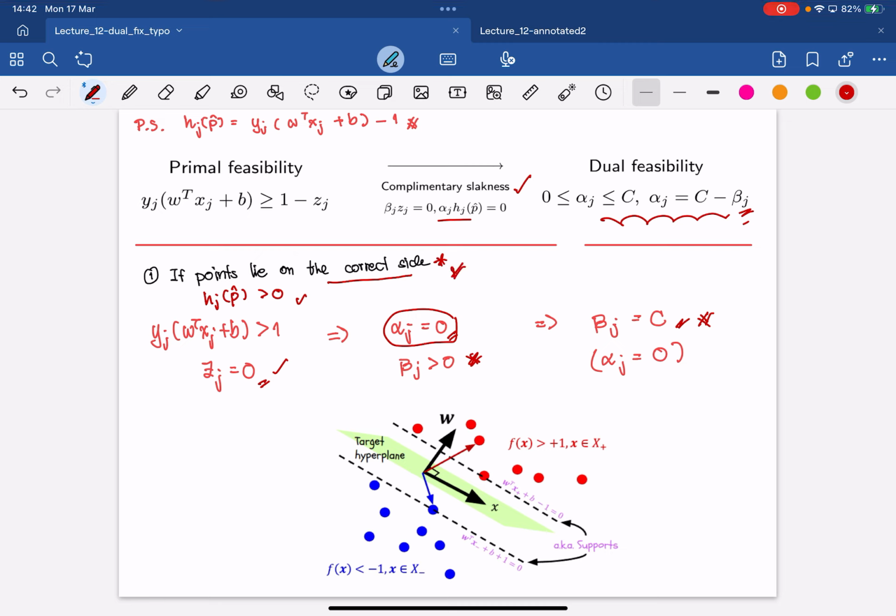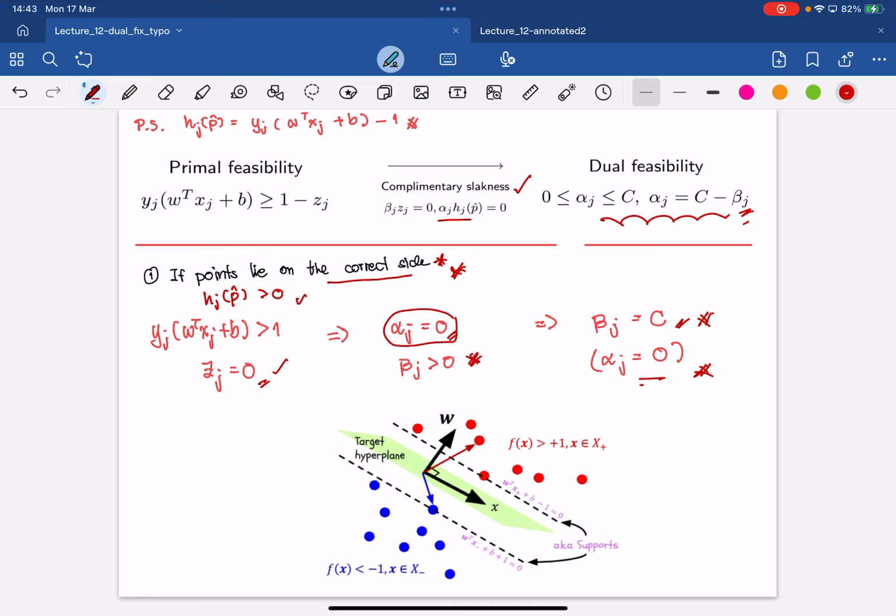And this is what you would get in the dual condition when points are mapped correctly. And if we are using SVM, that means most of our training points will be mapped correctly. This is when your alpha j will have its value equal to 0.